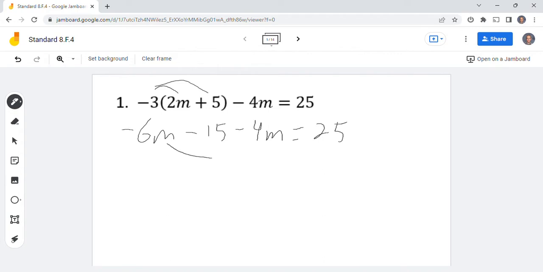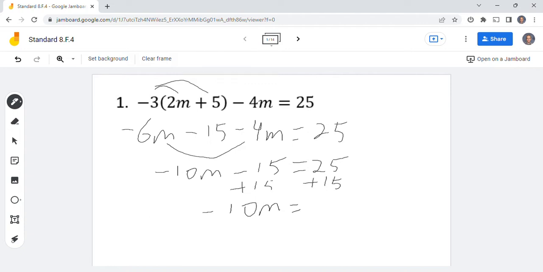We're going to combine these like terms right there. Negative 6m and a negative 4m together make negative 10m. Still have that minus 15 and the 25. Now let's get rid of the 15 by adding 15 over onto the other side. Leaves us with negative 10m. The other side ends up being 40.